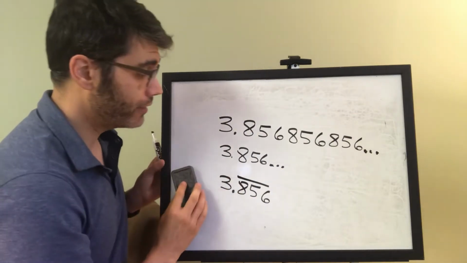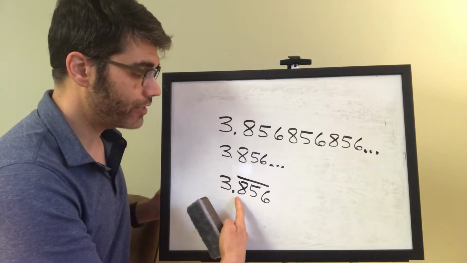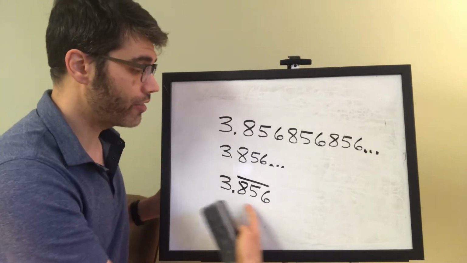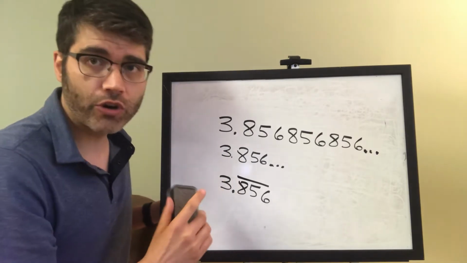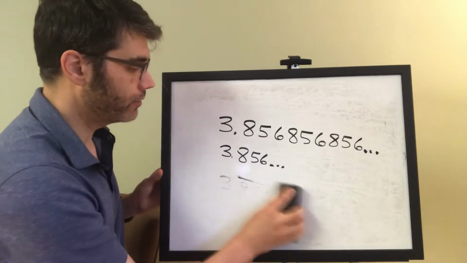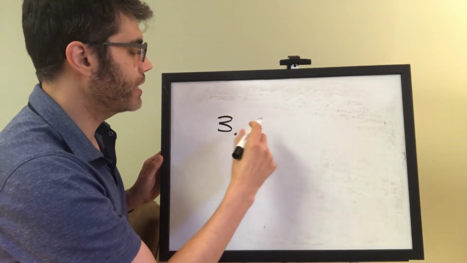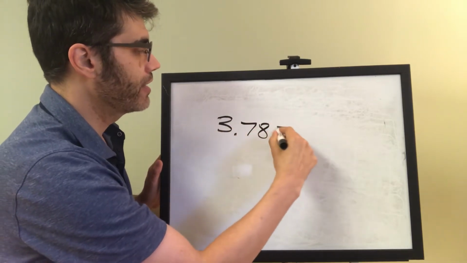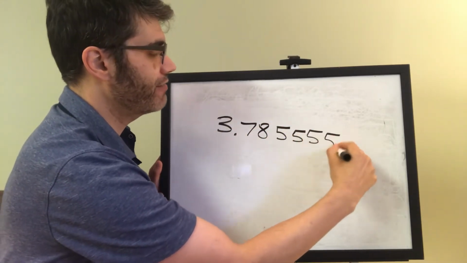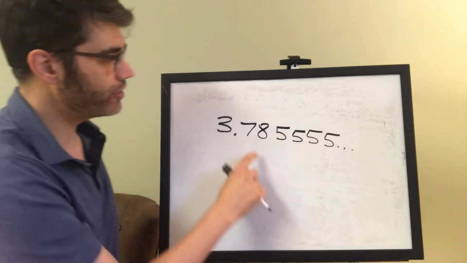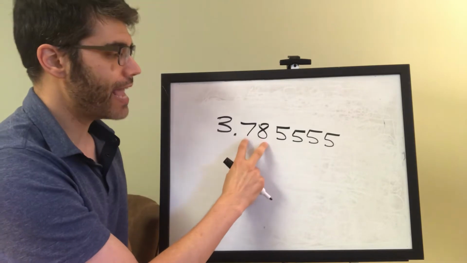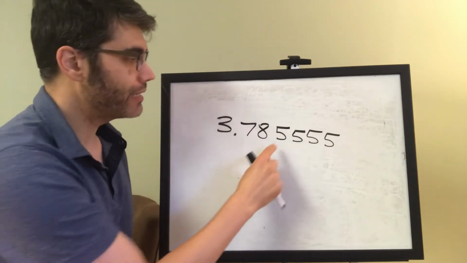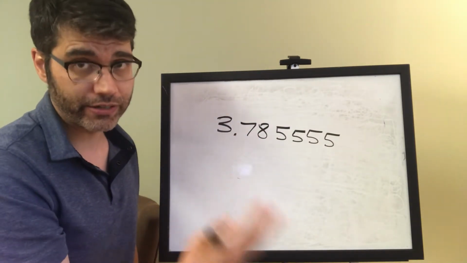I also want to point out that sometimes the numbers on the right side of the decimal point don't go right into that pattern right away. Let me show you an example. Let's say that we had 3.7855555, and that goes on forever. Do you see that I want to show that the 7, 8 doesn't repeat. It's the 5s that repeat forever.